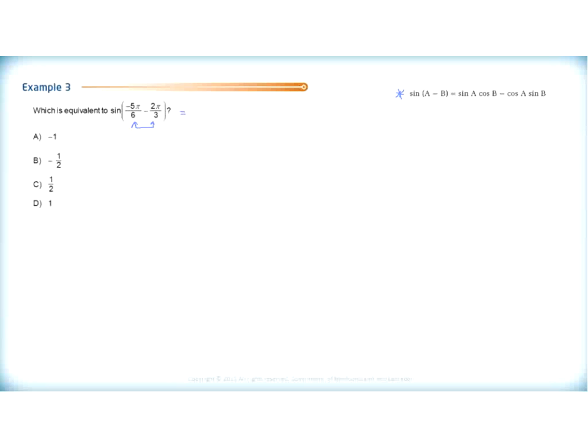So if I substitute this in, I get sine A, so it's the sine of negative 5 pi over 6, times the cosine of B, which is the cosine of, now it's not negative 2 pi over 3, it's 2 pi over 3. Because remember now, A is negative 5 pi over 6, subtract B, which is 2 pi over 3. Be careful with your signs here. A is this, B is this. Subtract the cosine of A, which is negative 5 pi over 6, times the sine of B, which is 2 pi over 3.